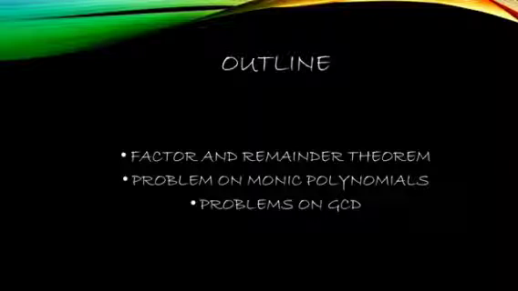So what is the leading coefficient? It's the coefficient of the highest degree term, right? In a polynomial you will have a highest degree term, for example x power 5 or x power 6 or even x, whatever it is. If the coefficient of the highest degree term is 1, then we can call it a monic polynomial. Then we close this PPT with problems on GCD.